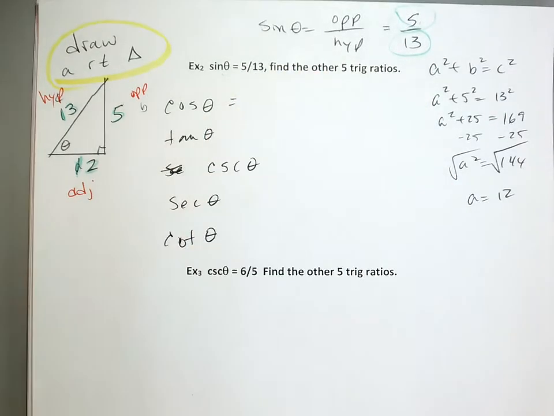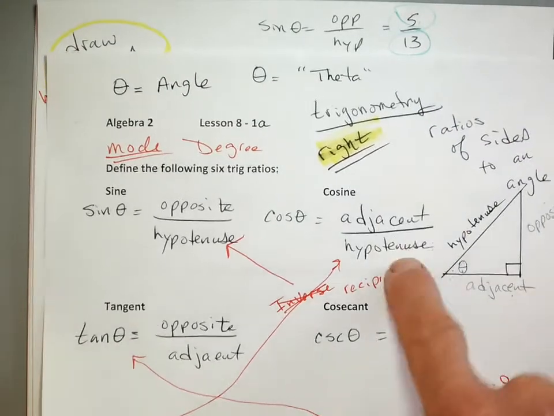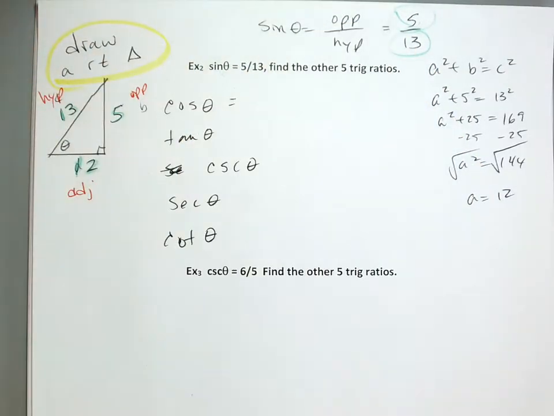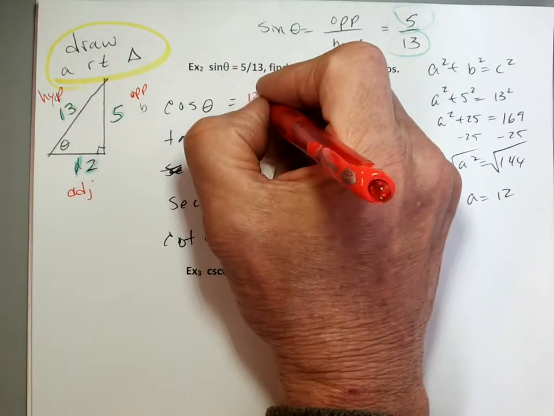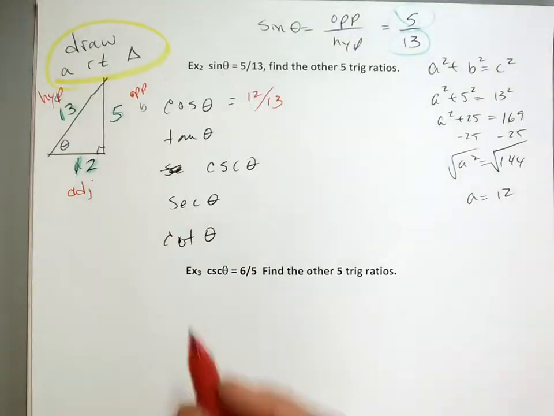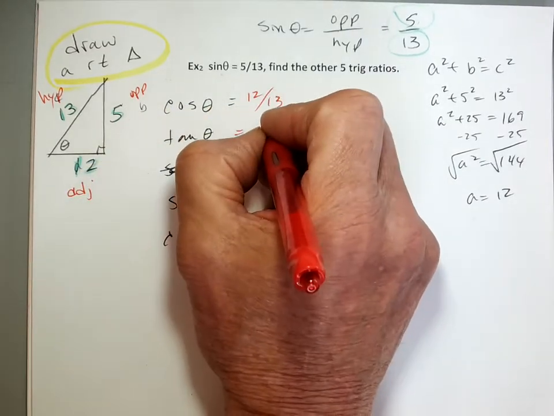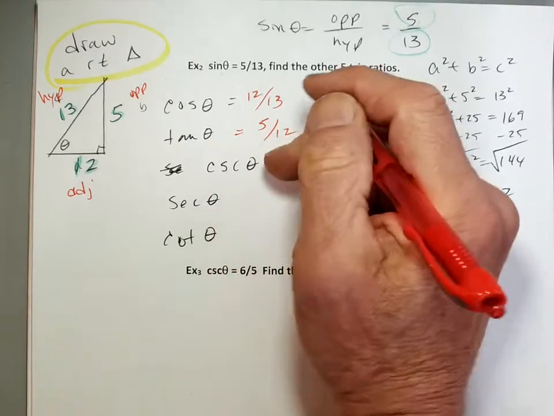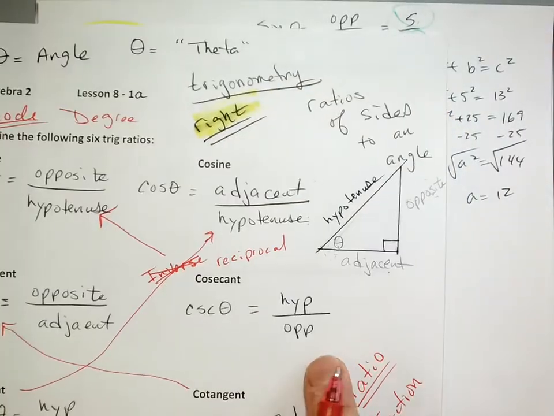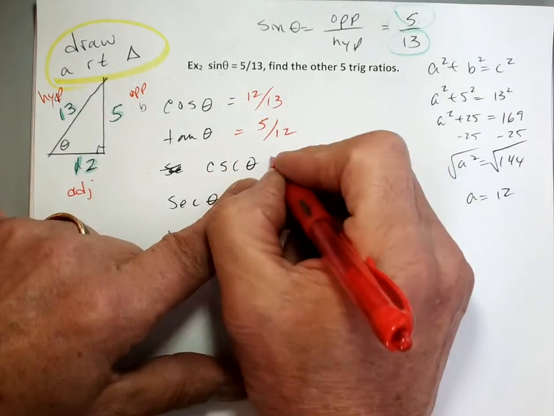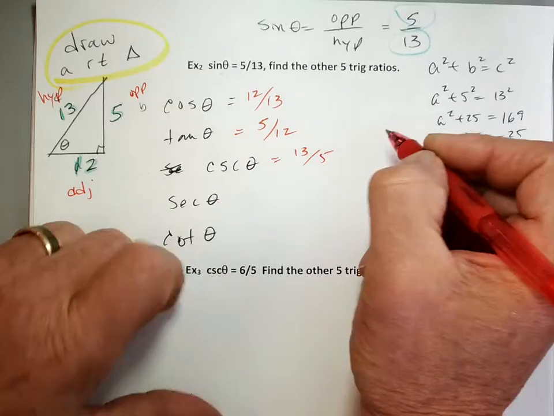Cosine, according to my notes, is adjacent over hypotenuse, so it's going to be 12 over 13. That's my answer for my ratio. Tangent, opposite over adjacent, as my notes say, is going to be 5 over 12. Cosecant: it turned out that cosecant was the reciprocal of sine, and if sine is 5/13, then cosecant has to be 13 over 5.